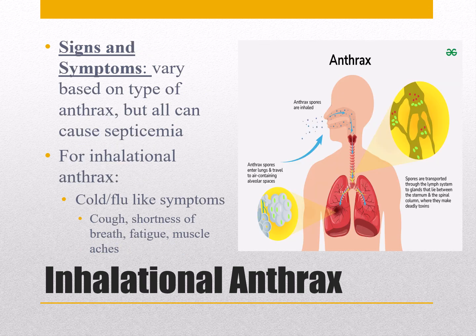So the thing that we can see as far as signs and symptoms go, it's going to vary based on the type of anthrax, particularly the type of transmission. All can become septicemia, meaning it infects the blood. However, for inhaled anthrax, you get cold or flu-like symptoms until you get shortness of breath, fatigue, and muscle aches, and that will lead to death. There are unfortunately no ifs, ands, or buts about it, but the starting symptoms are cold and flu-like.